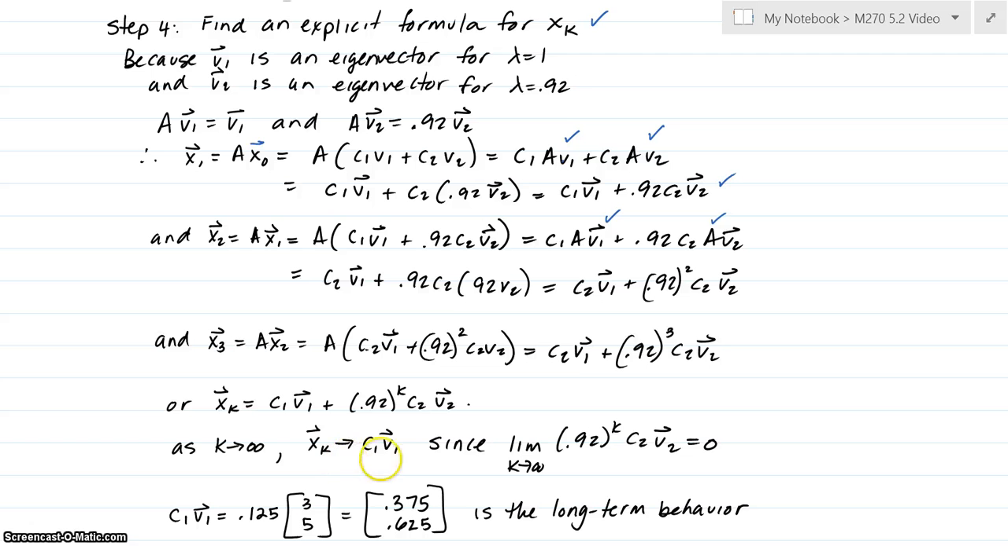So we have the long-term behavior is just the first term, c1, it's a 1 there, c1 times v1. So here's c1, if you look above. Here was v1. If you multiply them together, that is our long-term behavior. So it looks like, if you remember what the x0 was, the x0 was 0.6 and 0.4. It looks like it's switching, isn't it? More people are going to the suburbs than the city.